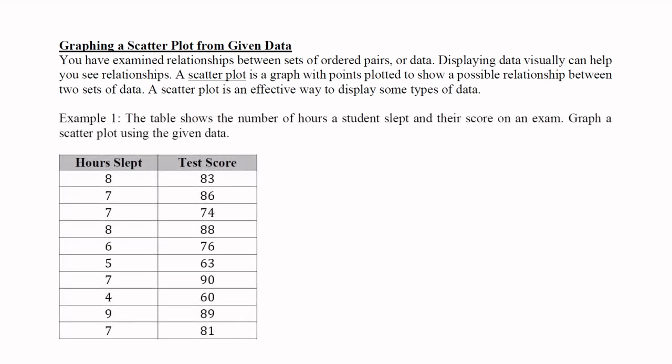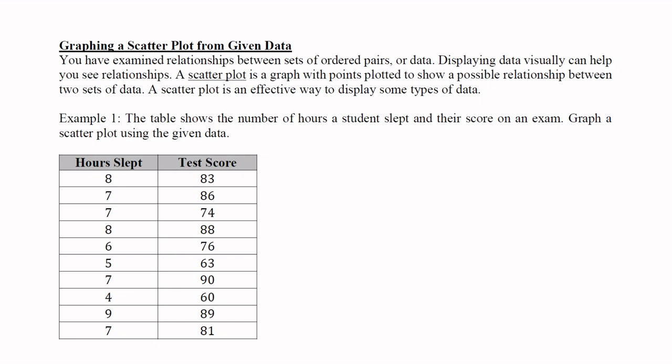So in this example, we're going to use the table to show the number of hours a student slept and their score on an exam. We're going to use the values in this table to graph a scatter plot. And it's as simple as it sounds. You're going to take your hours slept, these are your x values, and you're going to plot the x value with your y value, the test score.